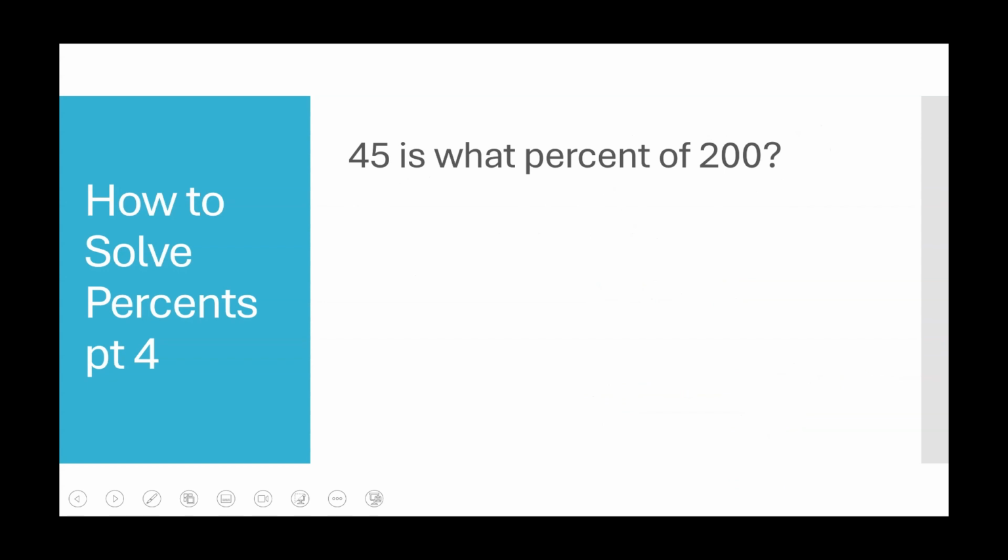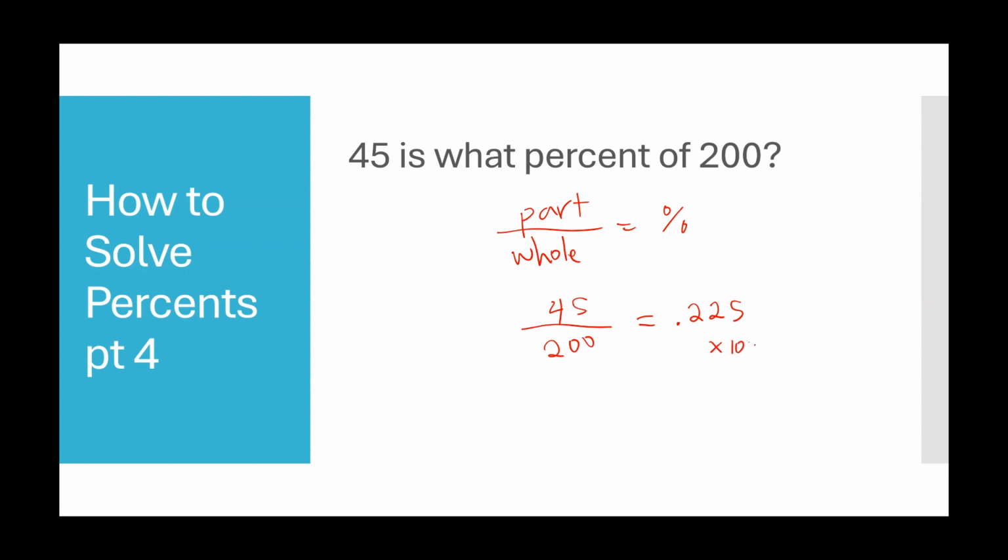All right, 45 is what percent of 200? So again, sorry, you're going to hear me say it so many times, part divided by whole. The thing we don't know this time is the percent again. So 45 is my part, 200 is my whole. When I divide those guys, I get a lovely decimal, 0.225, to make that a percent. Did I just say fraction when I meant decimal? Yes, again, I did. Sorry. 22.5%. 45 is 22.5% of 200.